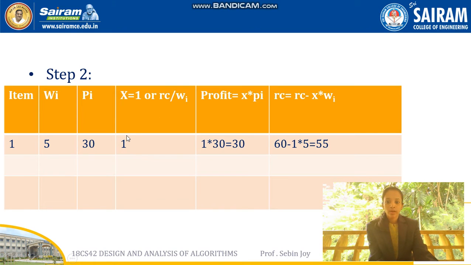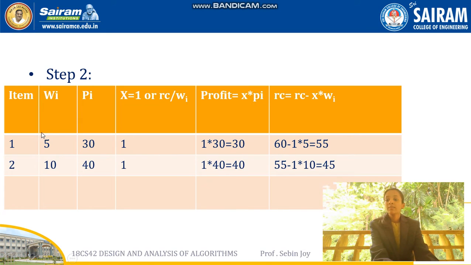Then x is equal to 1. Yes, x is equal to 1 because the weight is less than the remaining capacity, that is 5 is less than 60. So we make x equal to 1 here. Then we find 1 into 30 is equal to 30, that is the profit. Then 60 minus 1 into 5. 60 is the remaining capacity, 60 minus x, which is 1, into the weight, which is 5. So 60 minus 1 into 5 is equal to 55. We will get that. Moving on to the next step, we will take the next item.